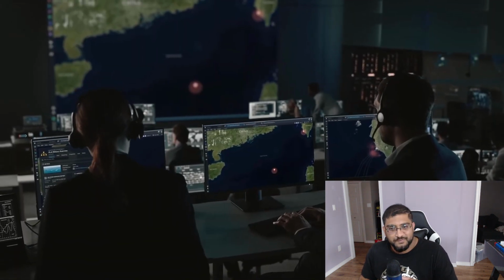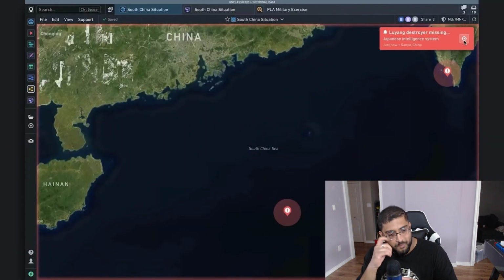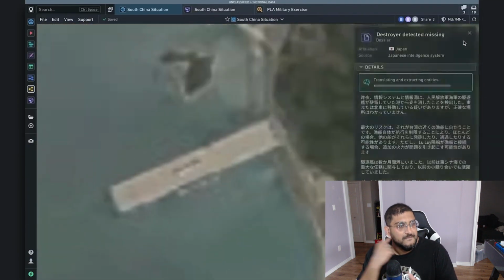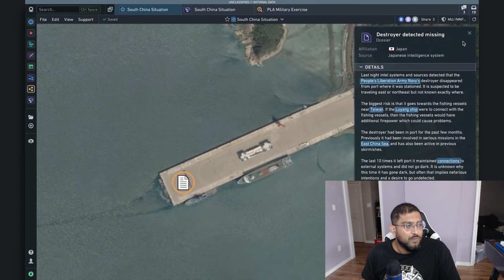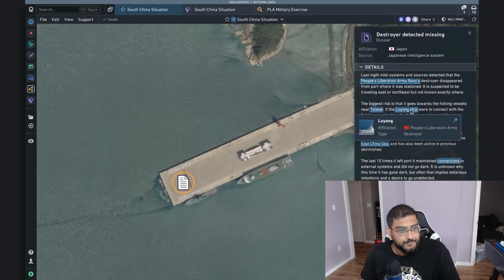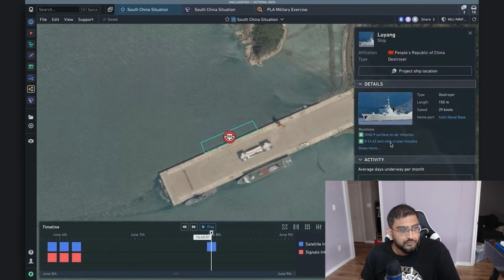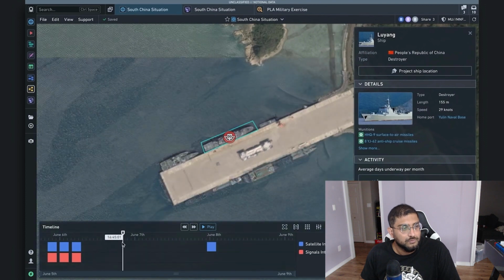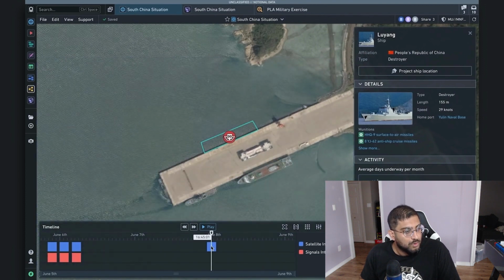So as the team watches closely with partner nations, a new alert comes in from Japanese intelligence. The Chinese Luoyang destroyer has gone dark and isn't showing up on intelligence feeds. The ship had previously been docked at a southern naval base, but AI models detect that it's now missing.